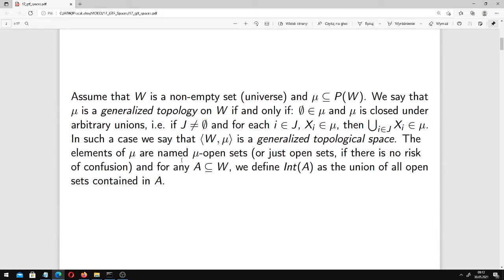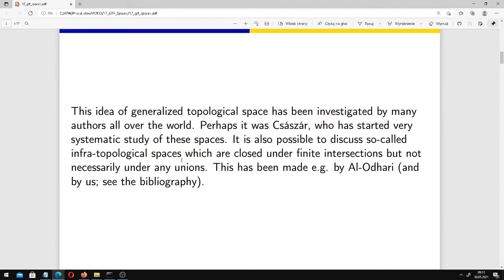In such a case, we say that (W, mu) is a generalized topological space. The elements of mu are named mu-open sets, or just open sets if there is no risk of confusion. And we define the interior of any set A as the union of all open sets contained in A, as always. This idea of generalized topological space has been investigated by many authors all over the world. Perhaps it was Csaszar who started the very systematic study of these spaces.